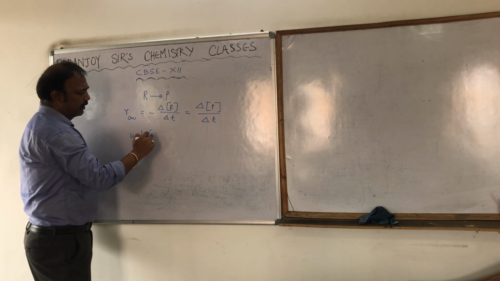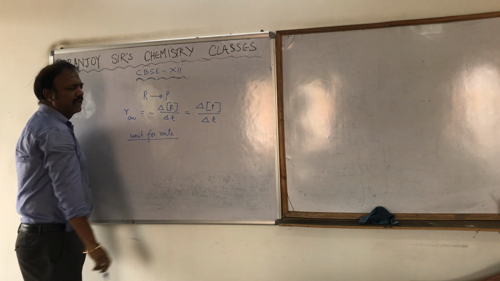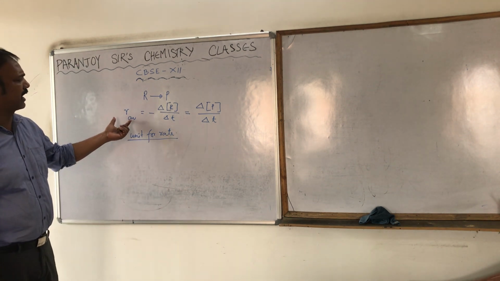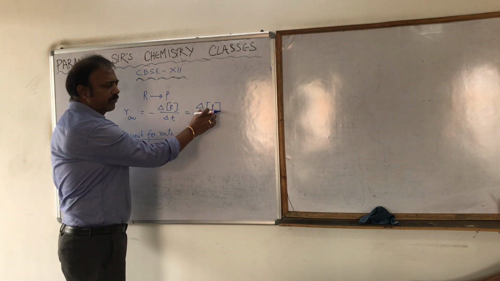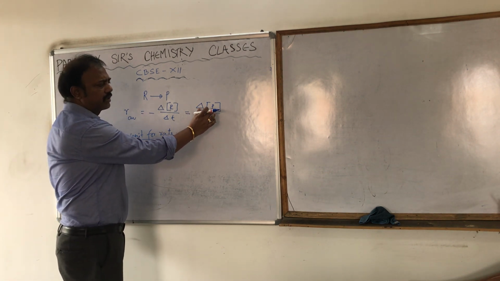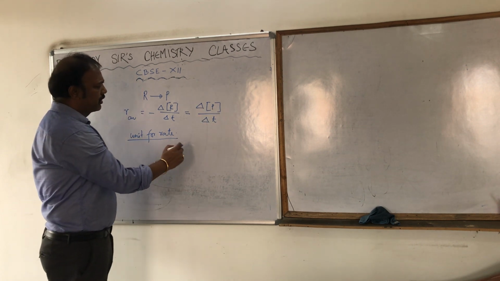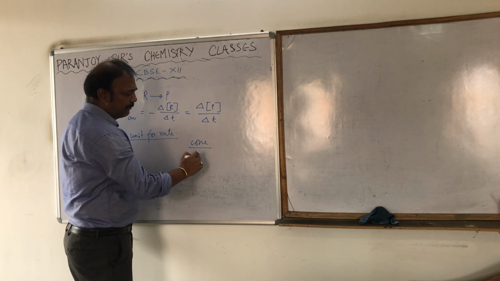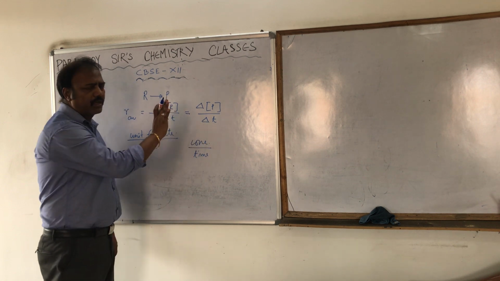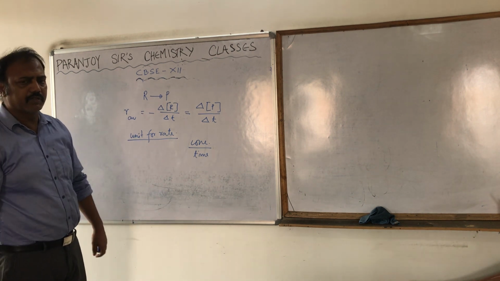Now today the first thing we are going to know is what is the unit for rate? Very simple, you already know the dimensions, so you can easily get it. Whether rate is average or instantaneous, delta concentration means the unit of concentration divided by the unit of time. So unit of rate is unit of concentration divided by unit of time. You don't have to remember it, you can automatically get it.